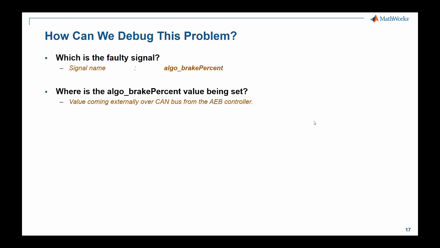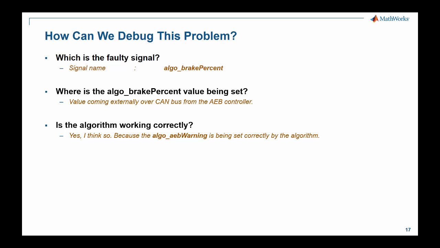At this point, there are two possibilities again. One is that the CAN message isn't coming in at all, or maybe the algorithm isn't sending the correct values. But in the Simulink Data Inspector test signals, we just saw that the value of AAB warning is being correctly set. So at least that tells me that the algorithm is doing the right thing. So let's investigate that second piece. Let's see if the CAN message is coming in or not.